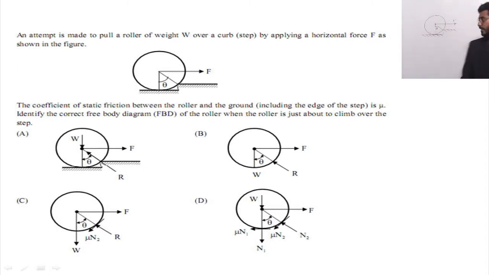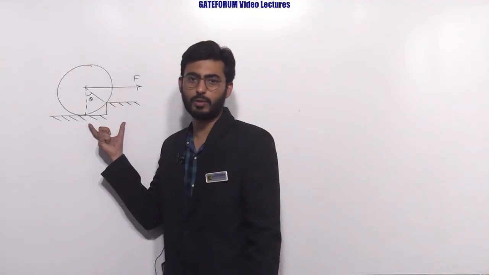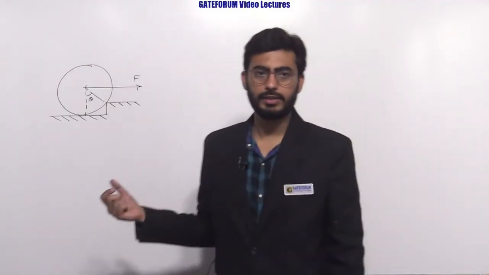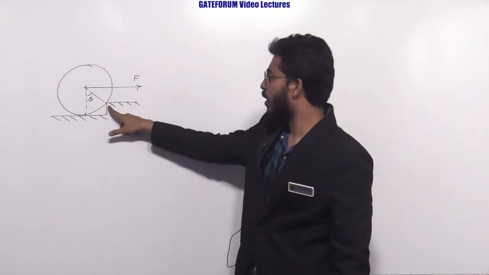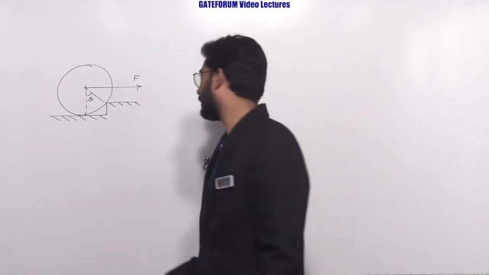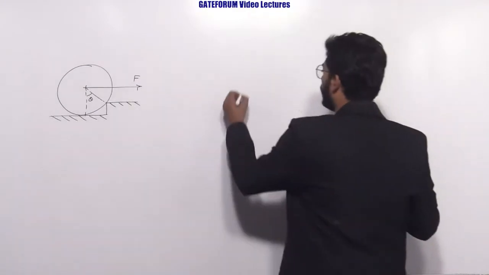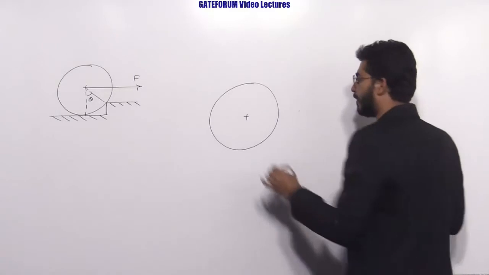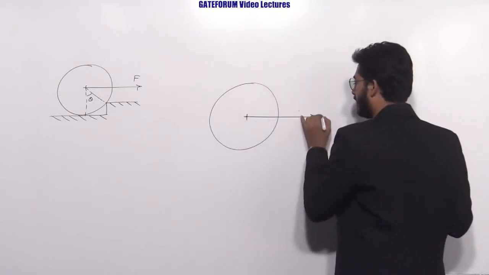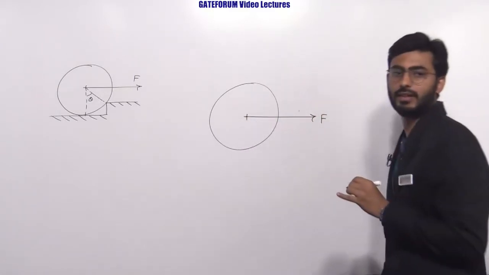Okay, so here is the roller diagram given to you. And now you are required to pull this roller over the step. So now when you are pulling the roller over the step by applying force F, there will be force F present, right?